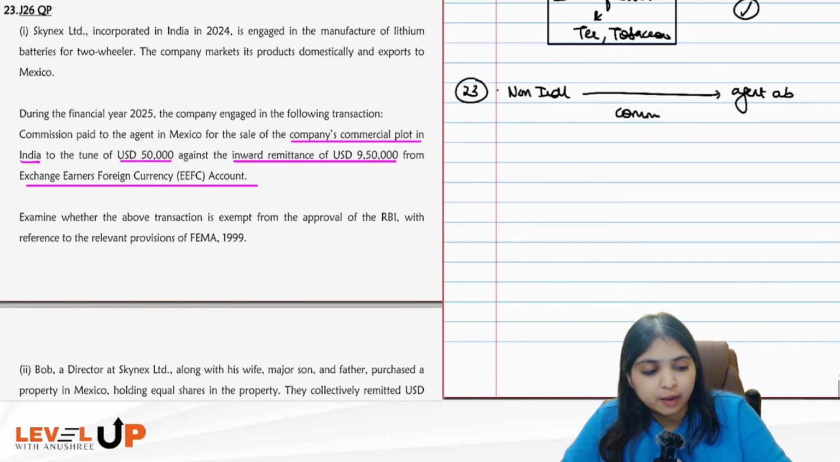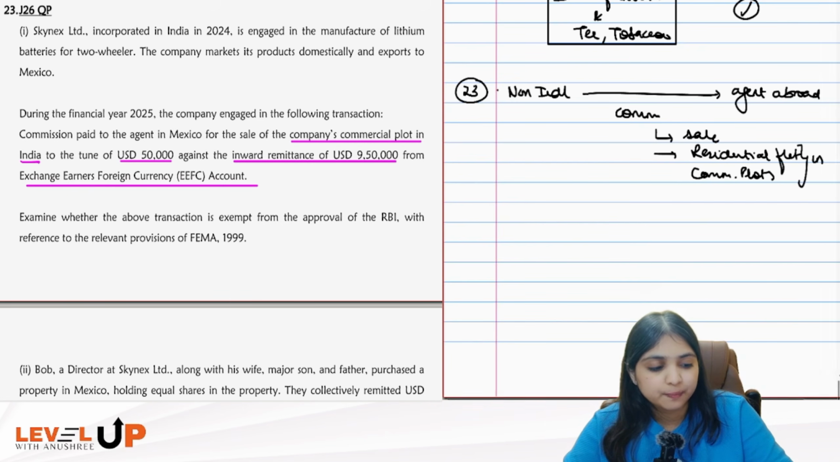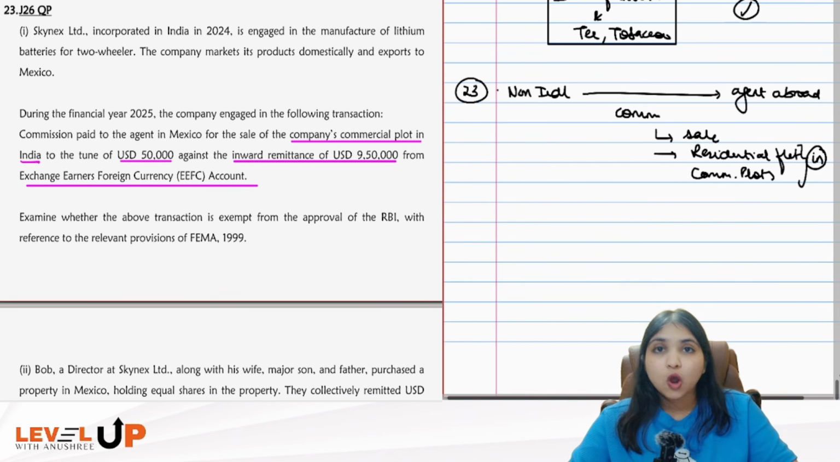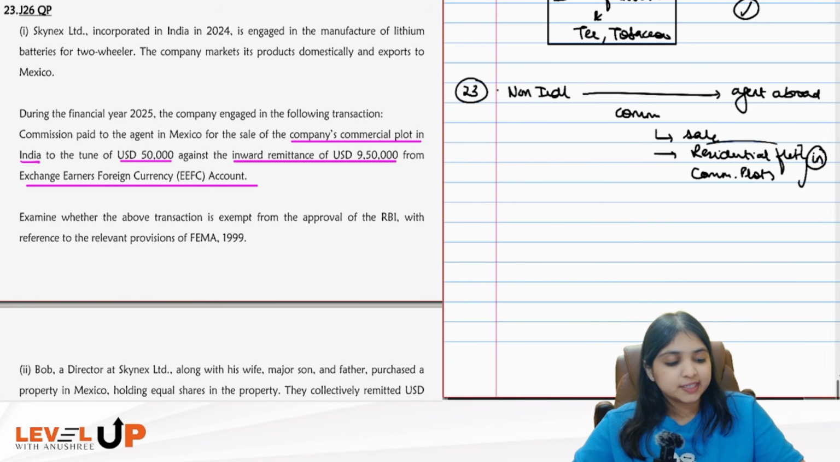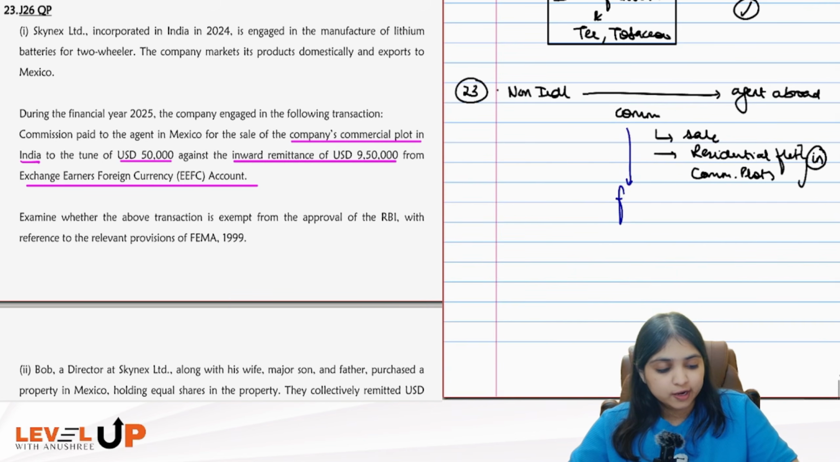To the agent abroad. Now, what is this commission for? This commission is for sale of what? Sale of either residential flats or sale of commercial plots. And where are these residential flats or commercial plots? They are in India. Okay, so if a non-individual is paying commission to agent abroad for sale of residential flats or commercial plots in India, for this commission, if you want to draw foreign exchange, if that foreign exchange happens to be more than the limit, then in that case, you will require RBI approval, guys.